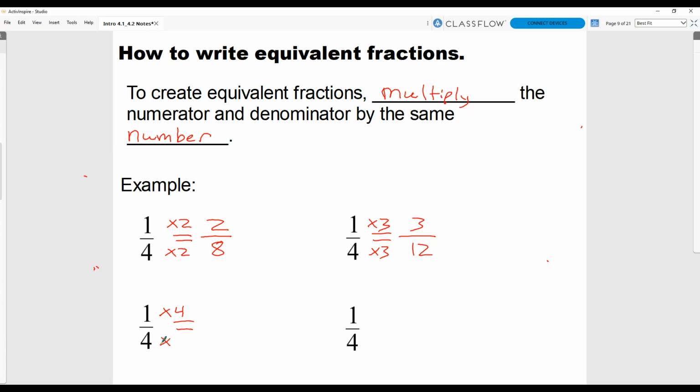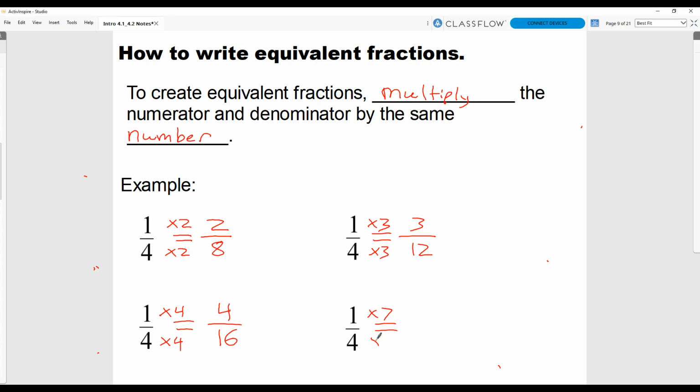Let's just go with 4. As long as you're multiplying the top and the bottom by the same number, then you're okay. So if we multiply that out, we're going to get 4 over 16. So there's an equivalent fraction to 1/4. All right, let's try one more. Let's just go a little wild here. Let's pick a number that might be way out there a bit. Let's go with like 7.